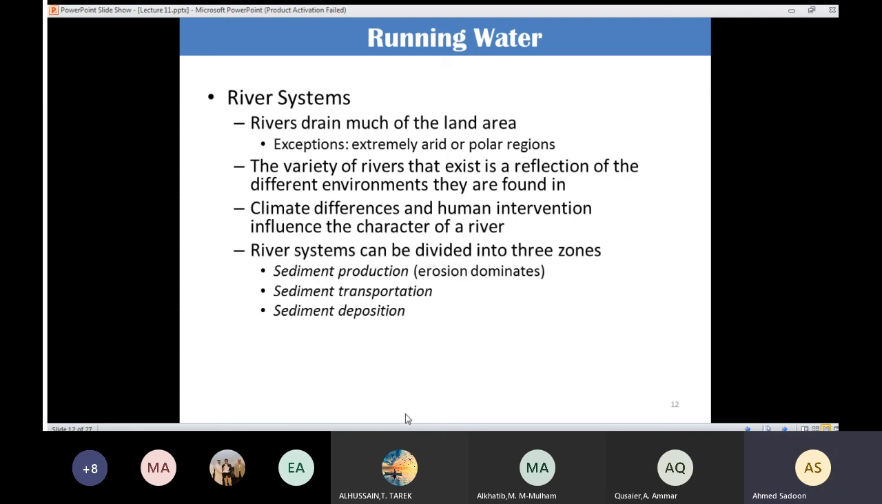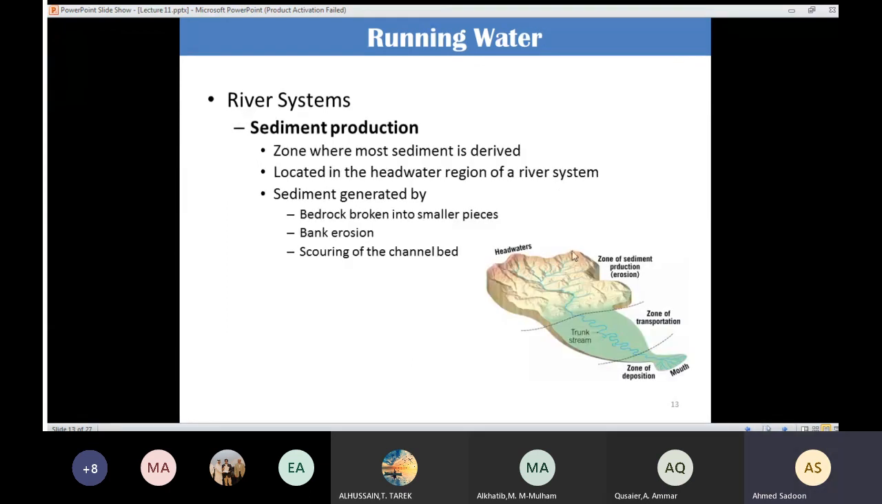And we can divide the river system into 3 zones. We have sediment production, where erosion will dominate, sediment transportation, and sediment deposition. So we are going to divide the river system into 3 zones. The first one is sediment production, then sediment transportation, and then sediment deposition. Here we have the headwaters. We call this the zone of sediment production or erosion, then the zone of transportation, which is here, and the zone of deposition.